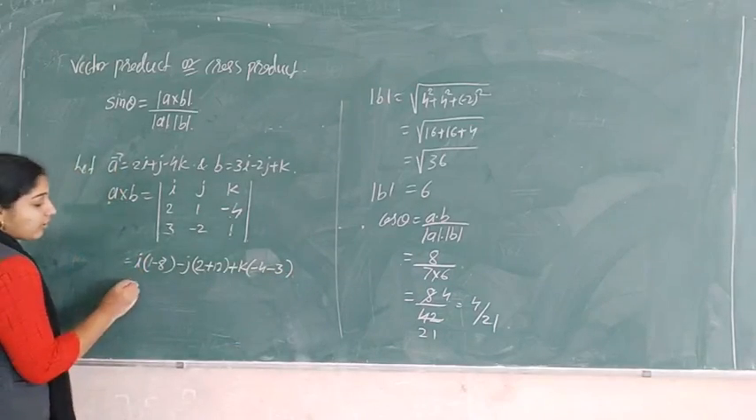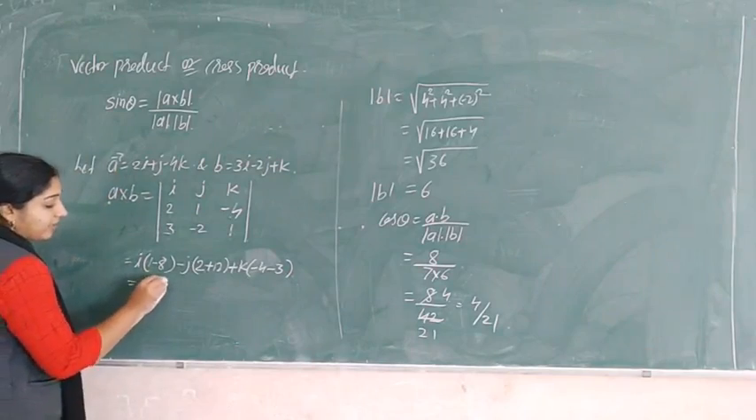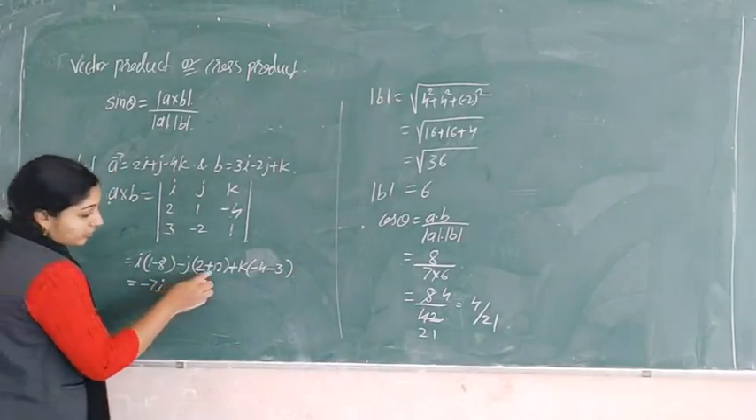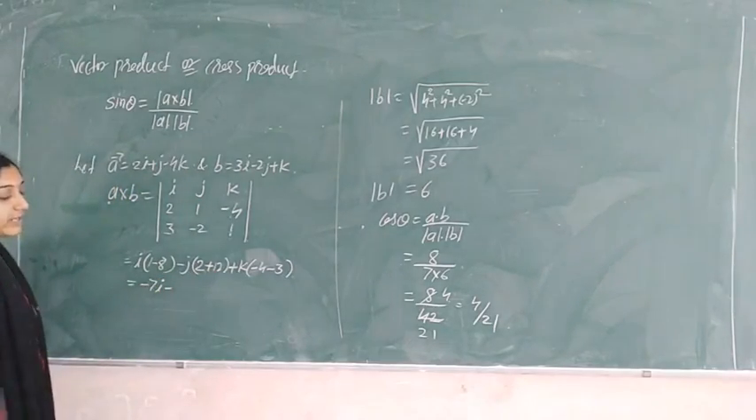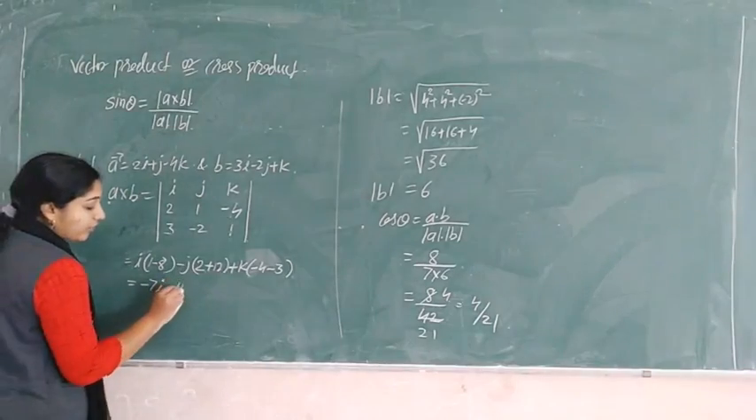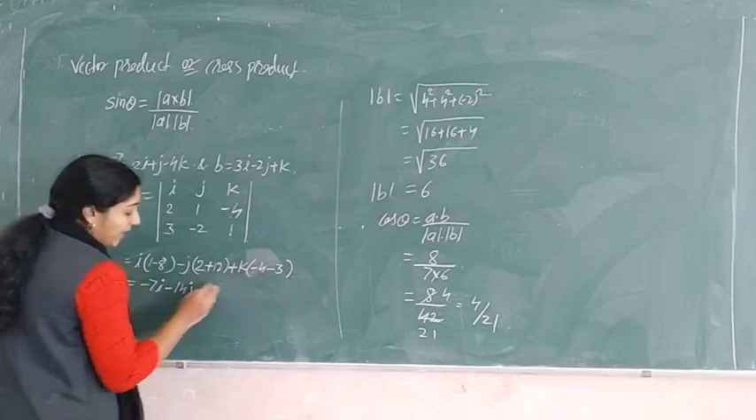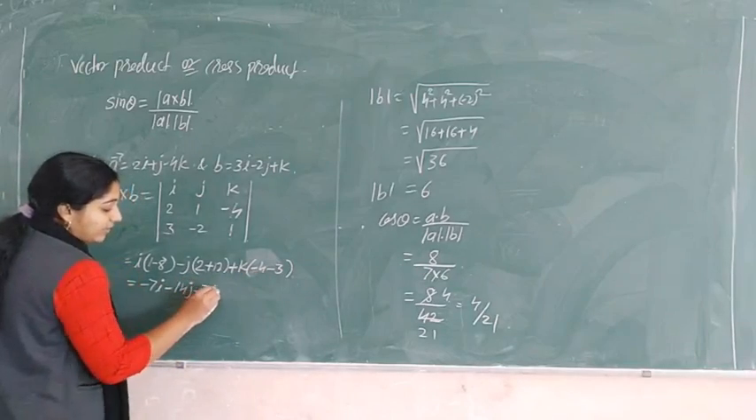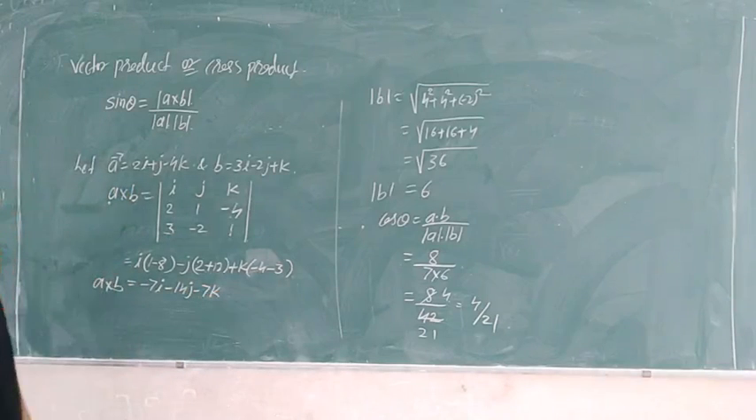Okay, solve this. 1 minus 8 is minus 7, so you will get minus 7i. Next, 12 plus 2, here we already have a minus sign, so keep the minus sign. 12 plus 2 is 14, so you will get minus 14j. Minus 4 minus 3 is minus 7. This is the value of A cross B.